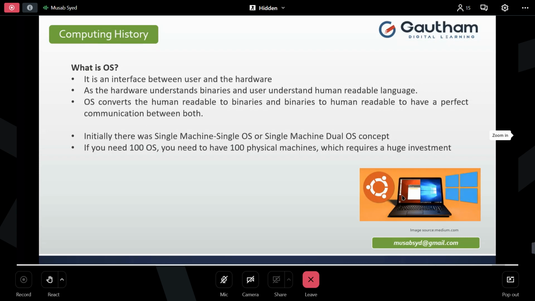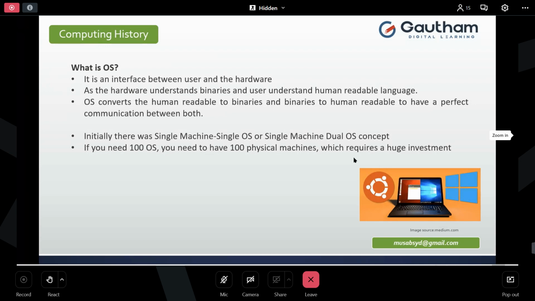Next, I need to arrange a place to keep 100 machines. Third, I need to provide electricity to 100 machines. I need to provide network switches, routers, and cables to 100 machines. I need to run many ACs to keep them cool. And I need so many people to manage it. So overall, the cost used to be very, very high.